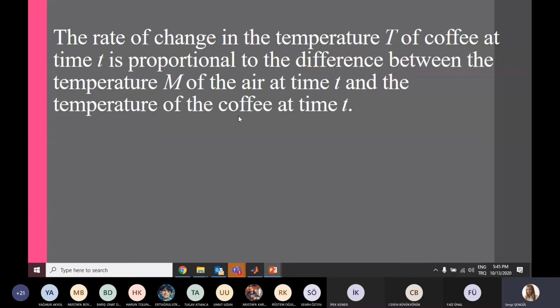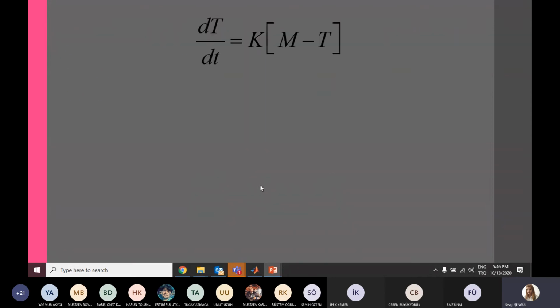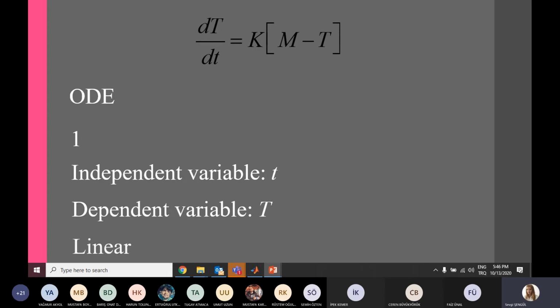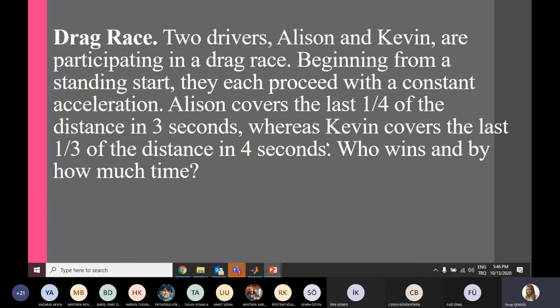So if you give just some constant, because it's proportional, we don't know, then the temperature with time is changing as M, the temperature around, minus the temperature of the coffee, times some constant k. So you can model the temperature of your coffee. You can try it for your tea after dinner, for example. Change that, check that. And this is an ODE. Order is 1. Independent variable time, dependent variable temperature, and it's a linear ODE because k is just a constant.